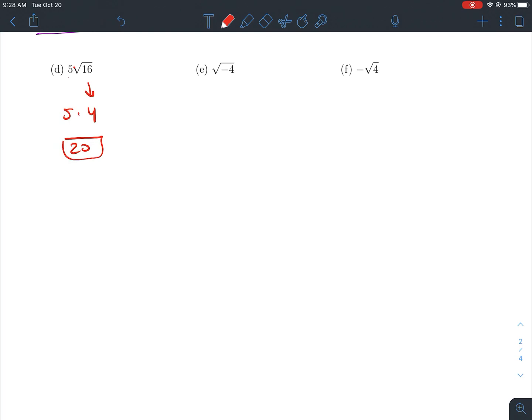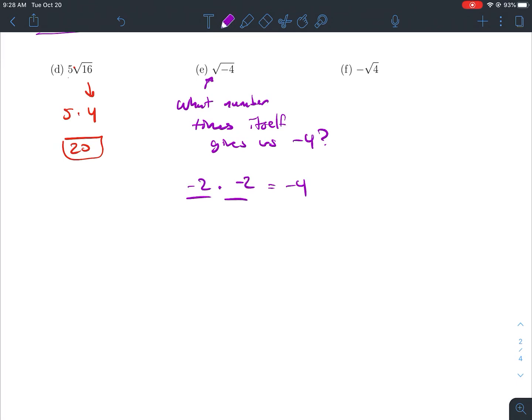All right, square root of negative 4. Here we run into an interesting challenge. The square root, remember, asks: what number times itself gives us negative 4? So we're looking for a number, same number here, that's going to give us negative 4. Well, maybe we try negative 2. Well, negative 2 times negative 2, oh, that doesn't work. That's going to give us negative times negative, which gives us positive 4, which isn't the same thing as negative 4.